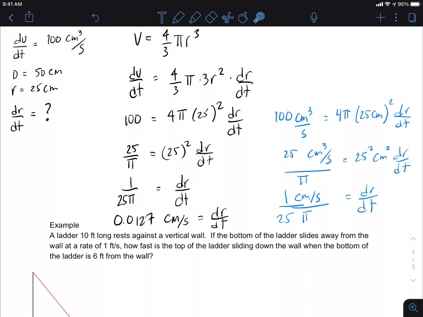Professor, what'd you do to get 1 over 25 pi? Here? And here? Yeah. Sure. Yeah, right there. Sure. I can show that. So when I went 25 pi was equal to that 25 squared dr dt, isn't that the same as going 25 over 25 squared pi is equal to dr dt? Oh, okay. And yeah, so power rule. Oh, okay. Does that make sense? Yeah, it does. Okay, cool.